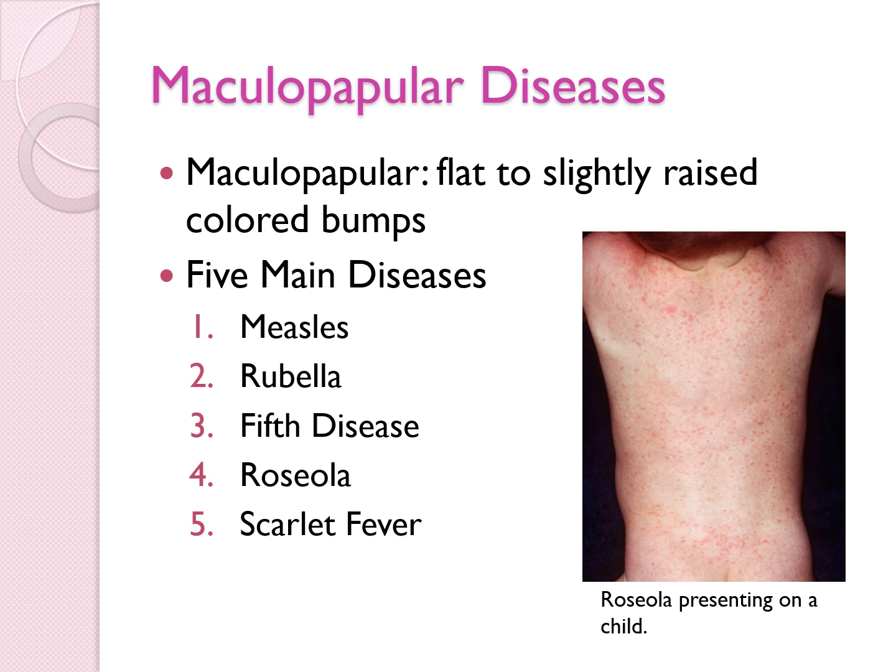Starting us off with our skin diseases, we will be looking at maculopapular diseases. So these are skin conditions that are defined by having a rash that is usually flat to slightly raised. So there are 5 main diseases in this category of maculopapular diseases: measles, rubella, fifth disease, roseola, scarlet fever. So we will look at all of these individually.